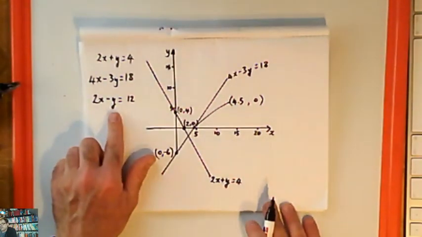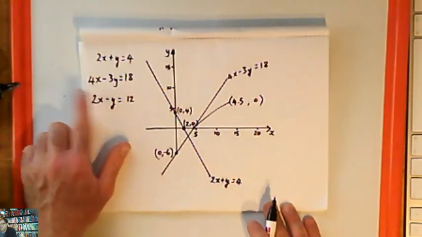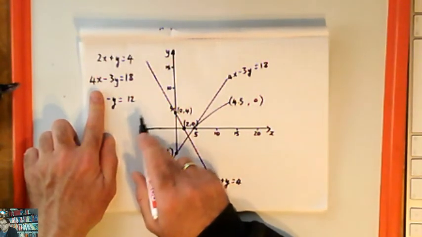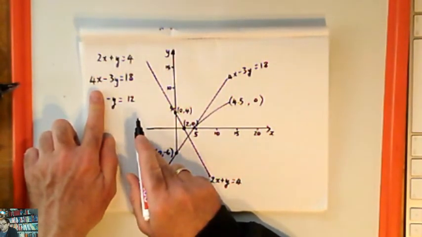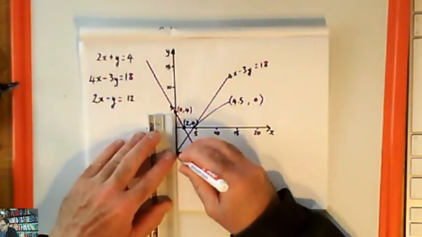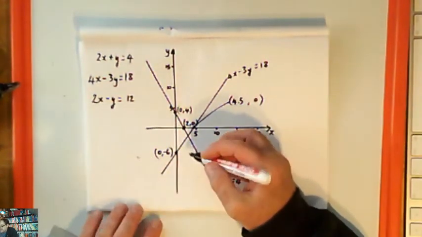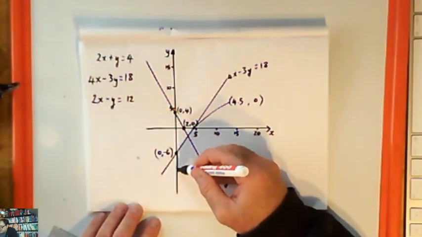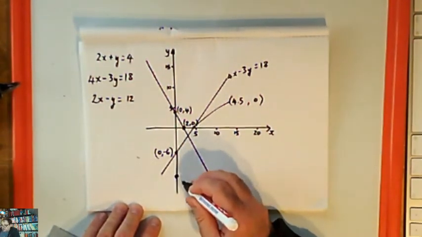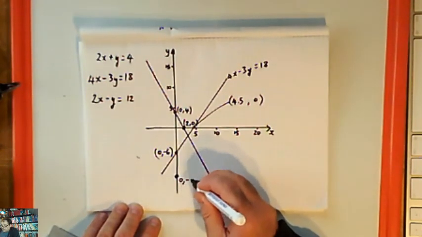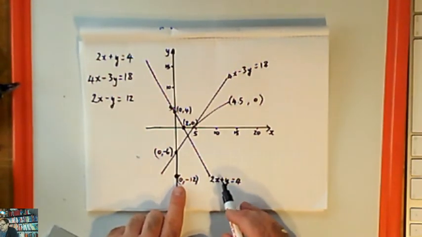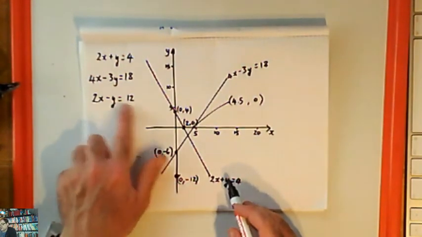Let's start with when x is 0. If x was 0, you would just get minus y equals 12, or in other words, y equals minus 12. So when x is 0, y has to be minus 12 to make that balance. That's all the way down here on my axes: 6, 7, 8, 9, 10, 11, minus 12 is down there. So the line's got to go through the point 0, minus 12, because x equals 0 and y equals minus 12 makes it balance.